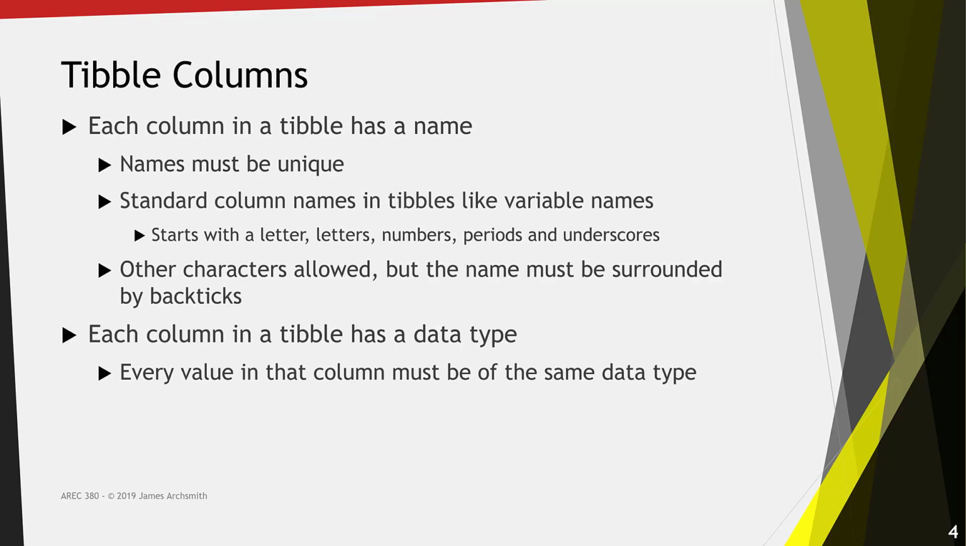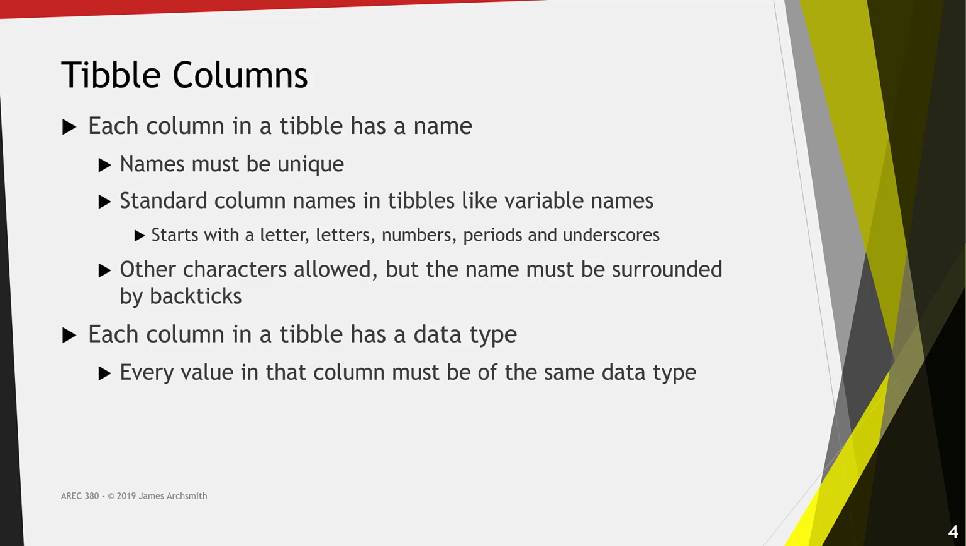Remember that Tibbles hold tidy data. In the tidy data format, every column in the Tibble is going to have a name. These names must be unique. This is how you're going to refer to them later. Standard column names in Tibbles look like variable names, so they can start with a letter, and they can contain letters, numbers, periods, and underscores. But actually, any characters are allowed. If you have characters other than these in your Tibble names, then the name must be surrounded by backticks.